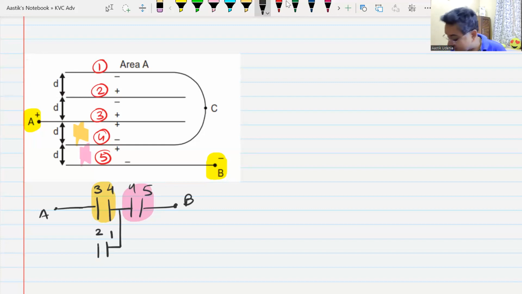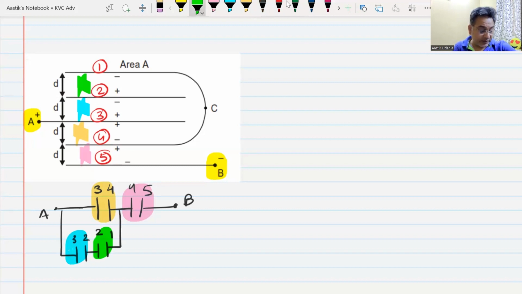2 and 3 also make a capacitor. So I can make 2 here. I can make 3 here, and I can connect this to this point. Yes or no? Yes, sir. So this 2 and 3 is your blue capacitor. This is your green capacitor, 1 and 2.